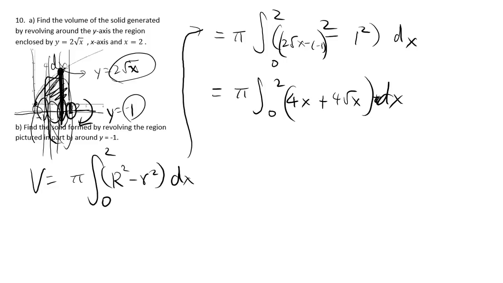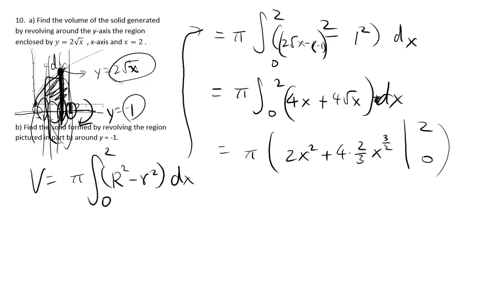And then when you integrate this, it'll be 2x squared plus, let's see, this is x to the 1/2. So when you add 1, it'll be 3 over 2. Put the reciprocal in front, 2 over 3. And then you have to plug in 2 and 0 with pi here.